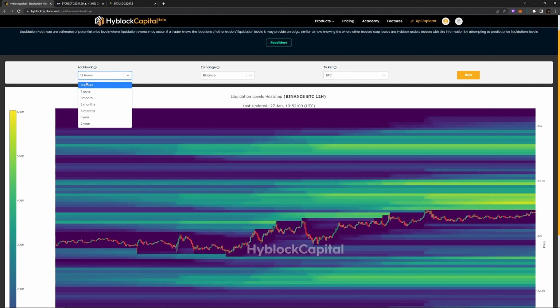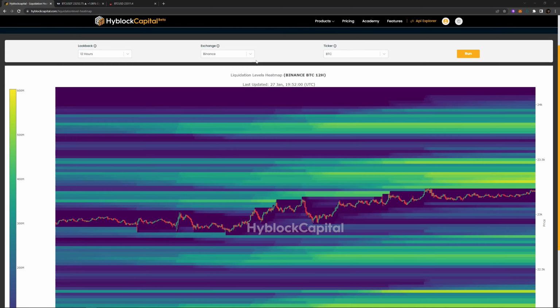You can use the 12-hour chart, as you can see up here, the 7-day chart, the 1-month chart, 3-month, 6-month, 1-year or 2-year chart. For scalps, I really love the 12-hour chart, and for longer trades, I love the 7-day and the 1-month chart. You can also change the exchange from which you are getting your data from BitMEX to Binance or Bybit. I personally only use Binance because it has the most data and the best data.